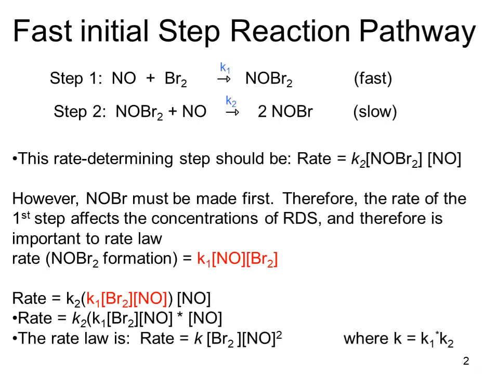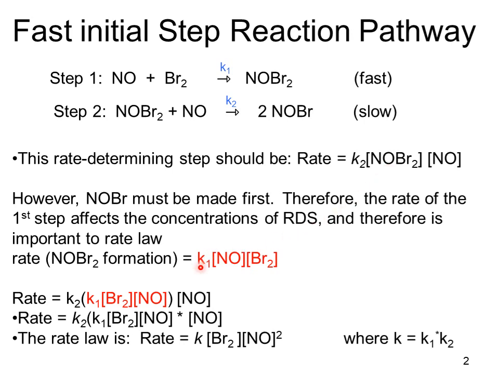Okay, so the rate law should be based on the rate determining step, which means rate is equal to k2 [NOBr2] times [NO]. But again, this NOBr2 is an intermediate, so we can't measure this thing. We're not going to see it when we actually run this reaction. So we have to look at, okay, well, how do you make NOBr2?